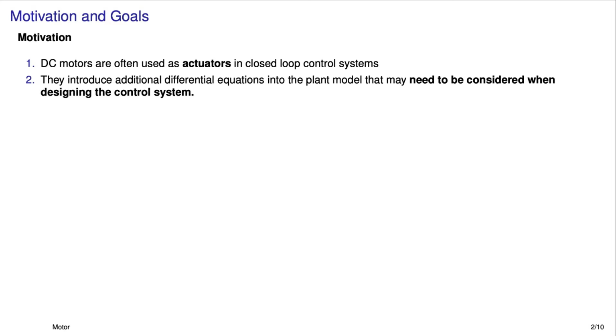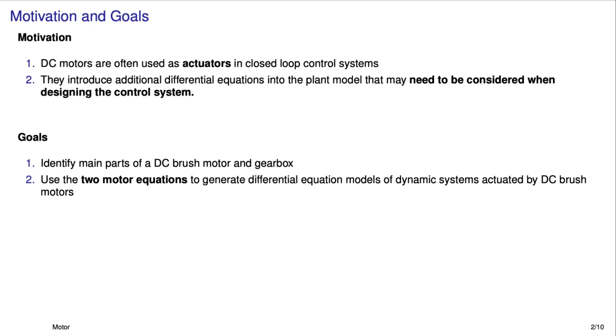And the example that we look at is going to have a motor that has dynamics, of course, that ties into the dynamics of the system that it is actuating. That sounds a little bit awkward now, but when you see it, I think it'll make sense. By the time we're done with this, you should be able to identify the main parts of a DC motor and the gearbox. Then you'll also be able to use the motor equations, there's a couple that we're going to look at, to generate differential equations of dynamic systems that are actuated by motors.